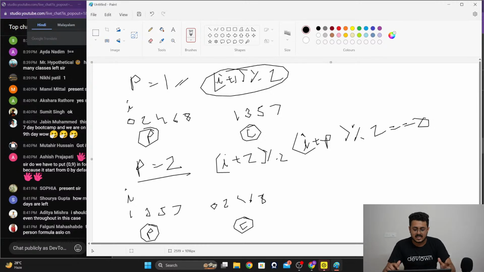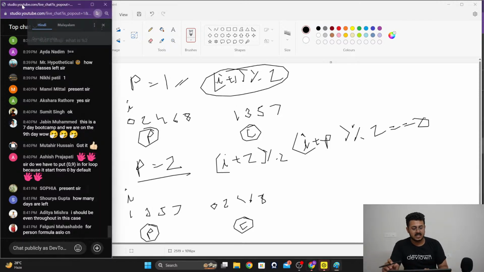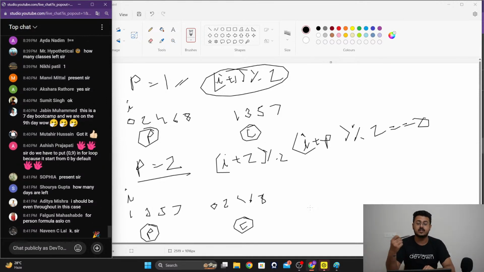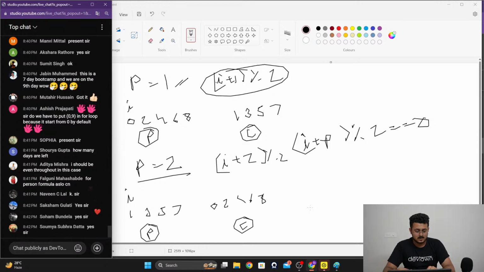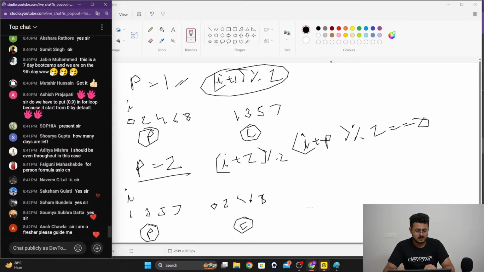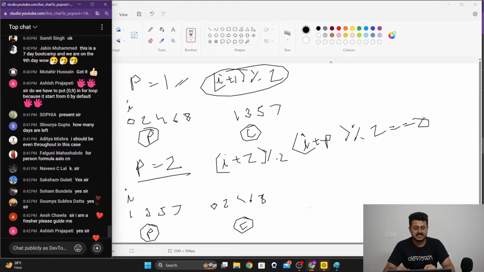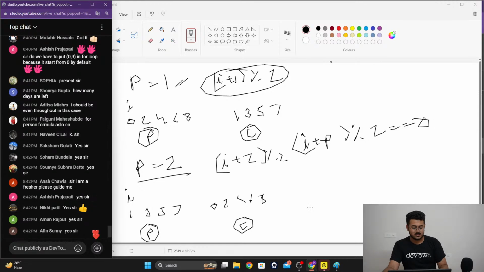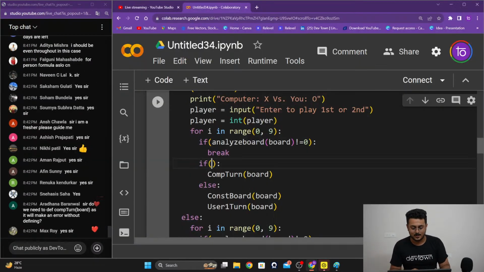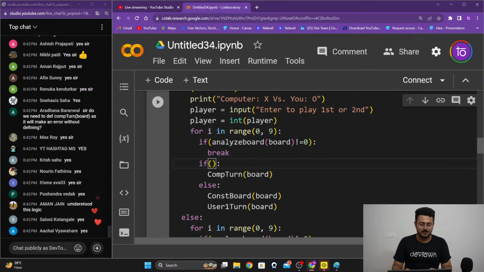Are you guys able to understand this? (i + P) % 2 is equal to 0 is the only condition in which it will be the computer's turn. Are you guys able to understand this? Please let me know. This is the reason why I always tell students to do data structures and algorithms a little bit more, so that they build this habit of problem solving.